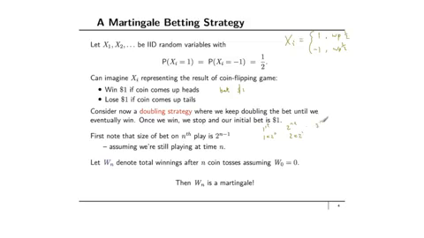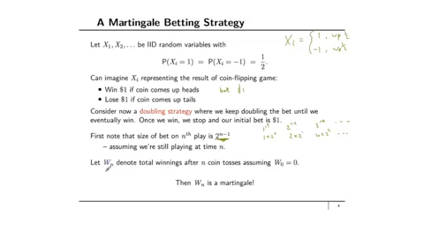On the third play of the game, we would double our bet again, so we would bet 4, and that's equal to 2 squared, and so on. So we can see that every time we play the game, we've doubled our bet, and so the size of the bet on the nth play is 2 to the n minus 1. That, of course, assumes we're still playing at time n, because we will only be playing at time n if we haven't yet won a game up until this point.